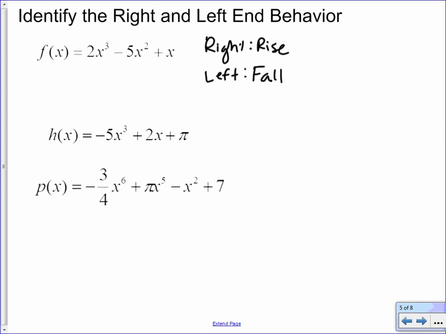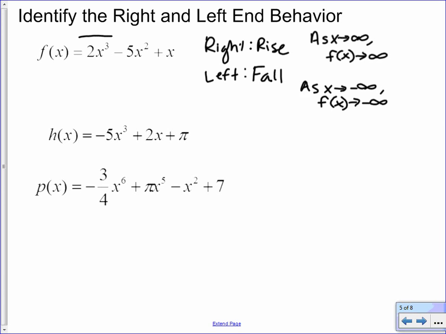What I want you to do on your homework tonight is also practice your mathematical notation. So you could say, as x approaches positive infinity, then f of x approaches positive infinity. As I go to the right, my graph rises. For the left side, as x approaches negative infinity, that's left, then f of x approaches negative infinity. That's fall. Remember, we're only focused on this very first term to determine our left and right end behaviors, because that's where, in standard form, we will find our degree and our leading coefficient.